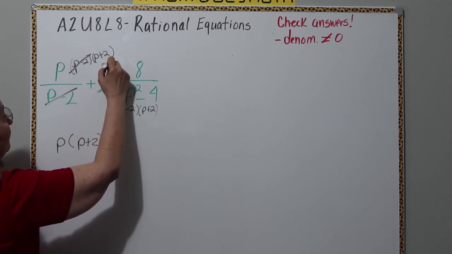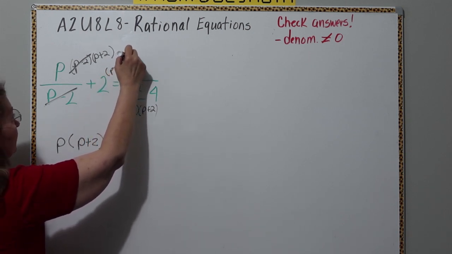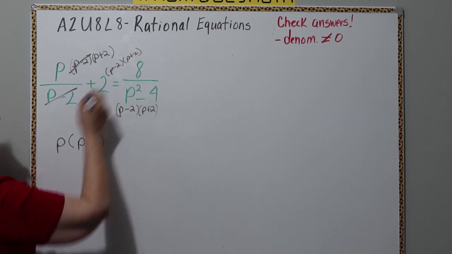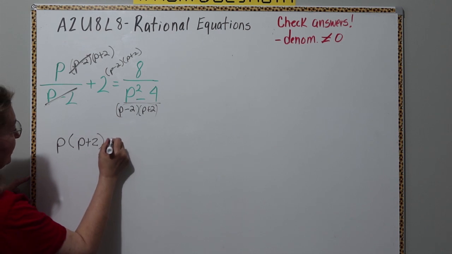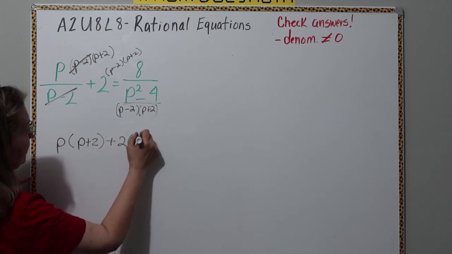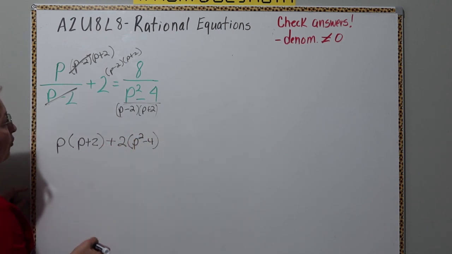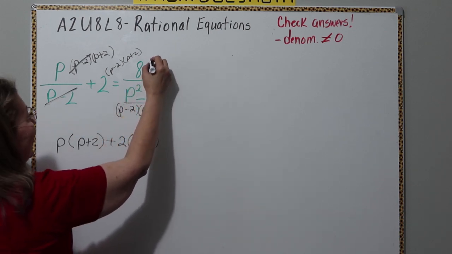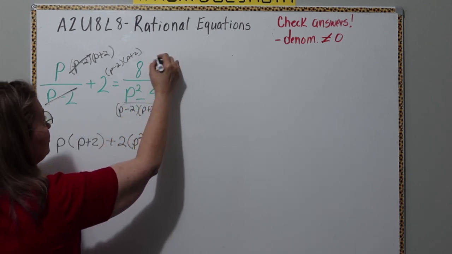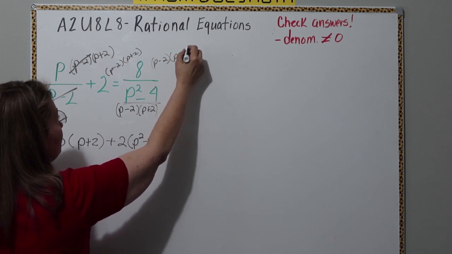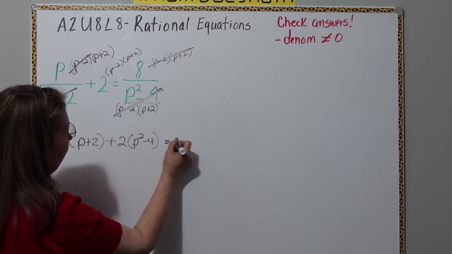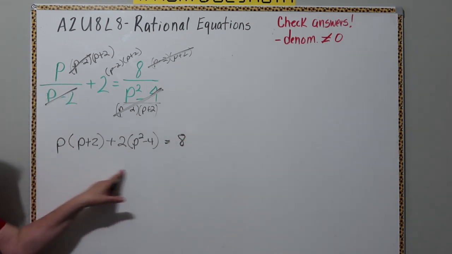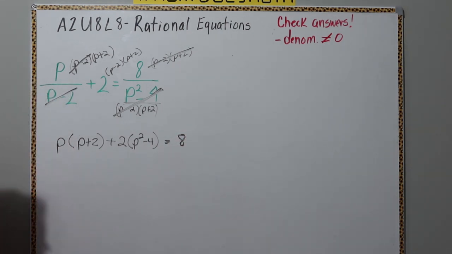Now when I multiply this times p minus 2, p plus 2, what is p minus 2, p plus 2? Well, it was originally this, so let's save a step and do 2 times p squared minus 4. Now when I multiply 8 times p minus 2, p plus 2, that's all going to cancel out with all this. So all I have left is this. Now I don't have any fractions, so I think that was worth deviating a little bit.